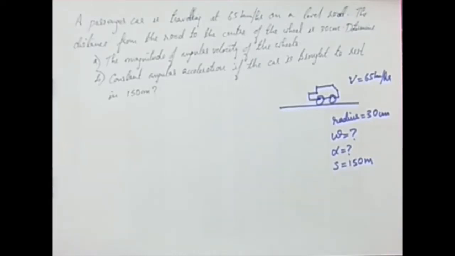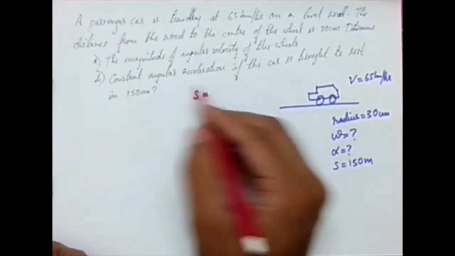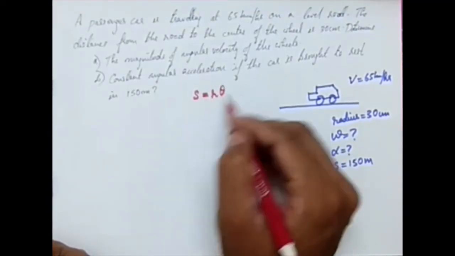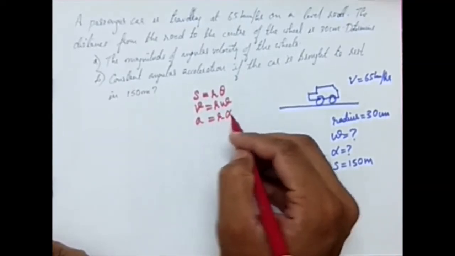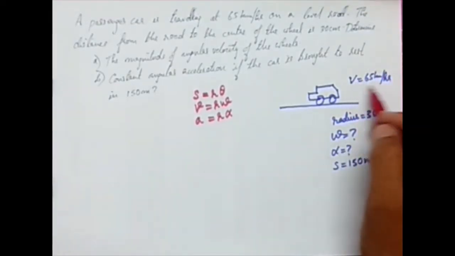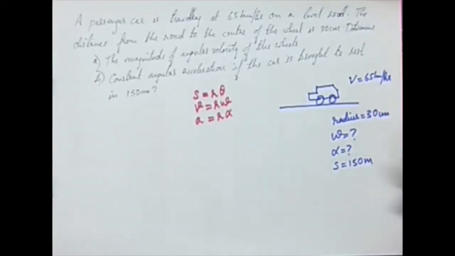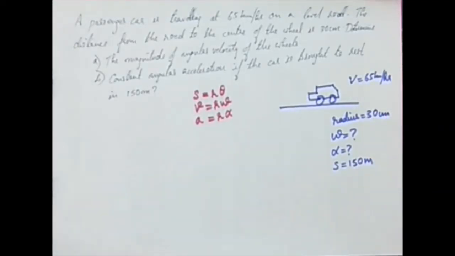Okay, so we have three expressions. On the last page we have seen that S equals r theta, V equals r omega and A equals r alpha. These are the three expressions we have in our hand. So now we are going to try calculating it. The velocity of the vehicle is given in km/h. A value in km/h is not suitable for us. We should convert it into meter per second. So the first step is converting the velocity into meter per second.